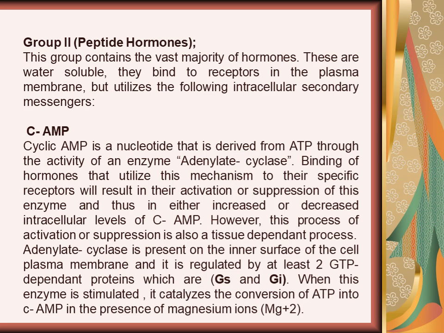However, this process of activation or suppression is also a tissue-dependent process. Adenyl cyclase is present on the inner surface of the cell plasma membrane, and it is regulated by at least 2 GTP (guanosine triphosphate) dependent proteins, which are either Gs and Gi. When this enzyme is stimulated, it catalyzes the conversion of adenosine triphosphate into cyclic AMP in the presence of magnesium.